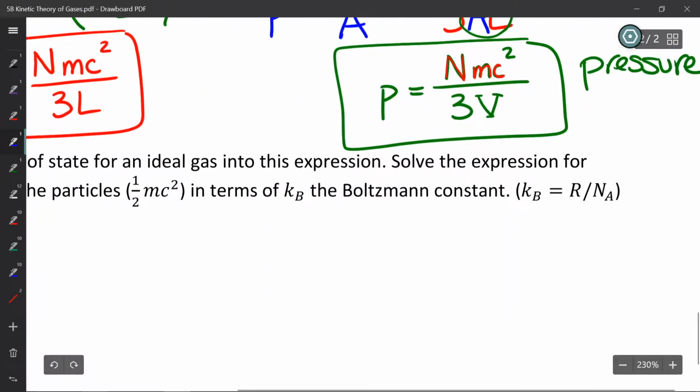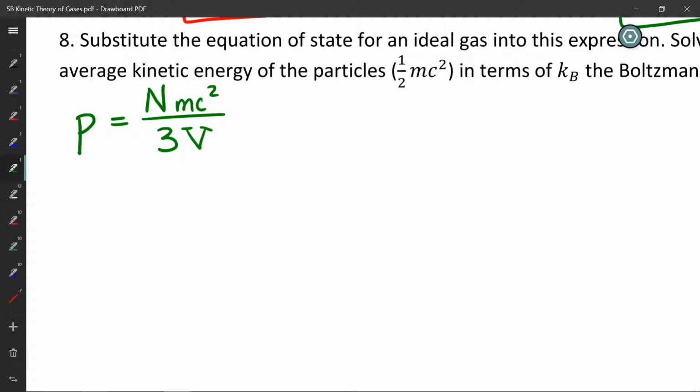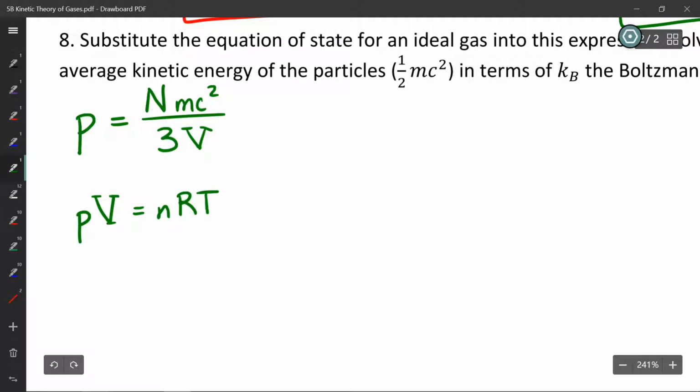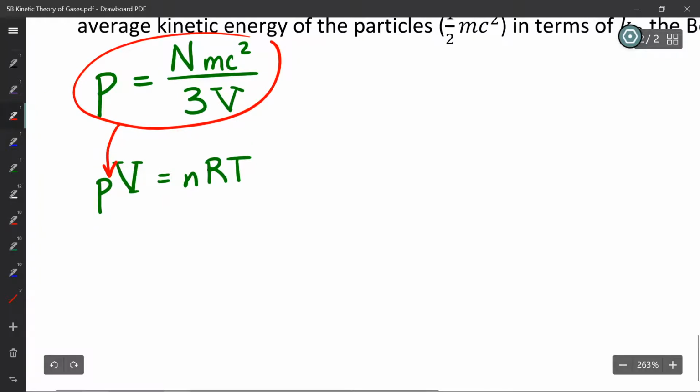So that's our expression. Okay, so now I'm going to write down our pressure. So pressure equals N mc squared over 3V. But we also had another equation for pressure. The other equation is PV equals nRT. That's from the equation of state for an ideal gas. And we can actually notice that we can set these equations equal to each other. So I can take the pressure from the top and substitute it into the equation right there. And let's do that, and then cool stuff will happen.